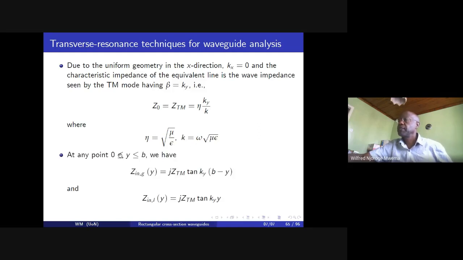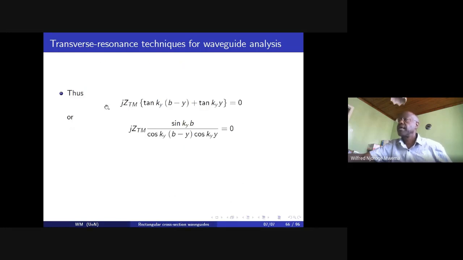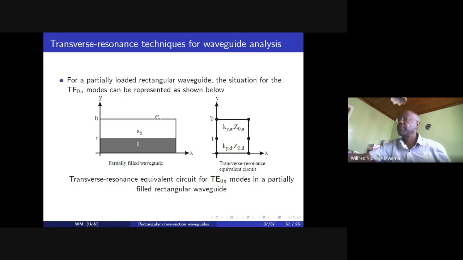And at any point between the two plates, the Zin looking towards the generator is going to be given by j Ztm tan Ky (B minus Y), and looking towards the load, we'll have Ztm tan Ky Y. And thus, j Ztm [tan Ky (B minus Y) plus tan Ky Y] is equal to 0, or in other words, j Ztm sin Ky B over cos Ky (B minus Y) cos Ky Y equal to 0, and we can see that Kc is going to be equal to Ky, which is equal to n pi by B, for n equal to 0, 1, 2, and so forth. And we have solved that problem.